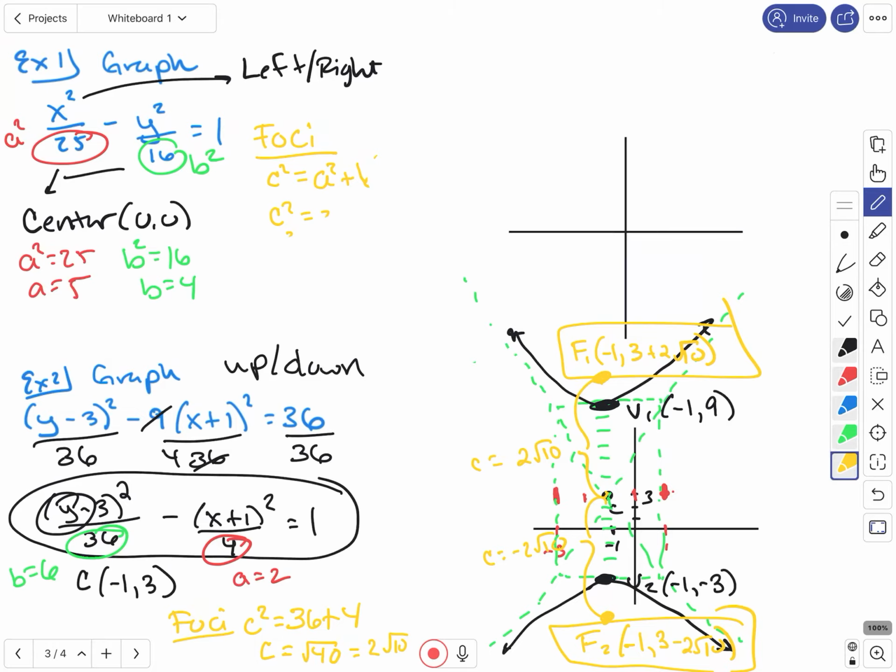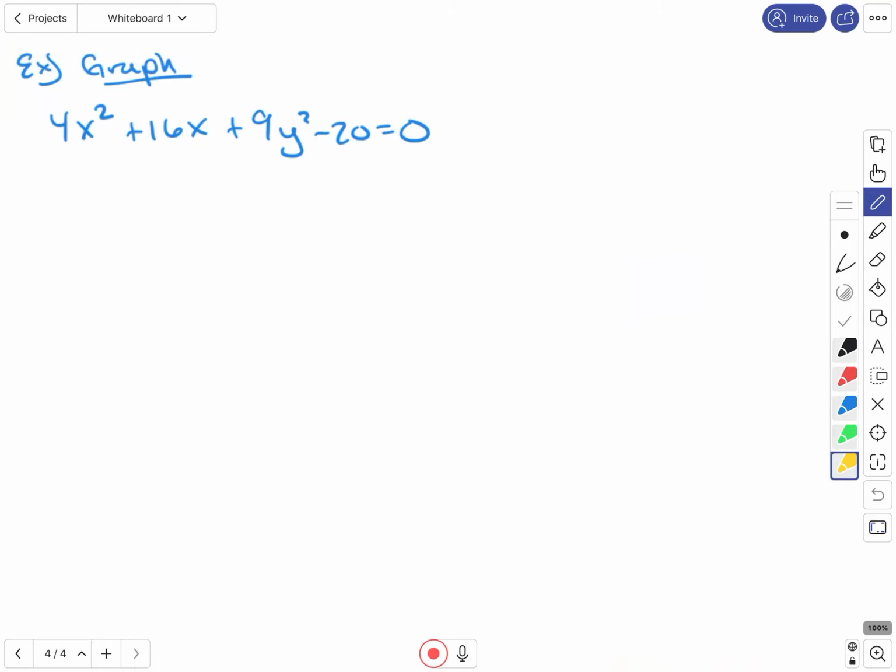Okay, let's do one more example. Let's do this example. 4x squared plus 16x plus 9y squared minus 20. Like I said in the last problem, if you've been working on ellipses, this is going to be really similar to the ellipses.